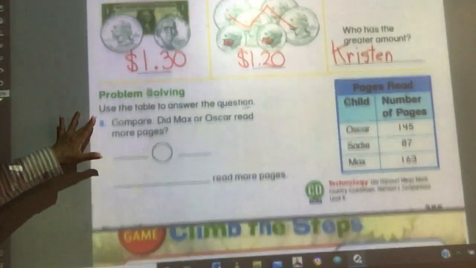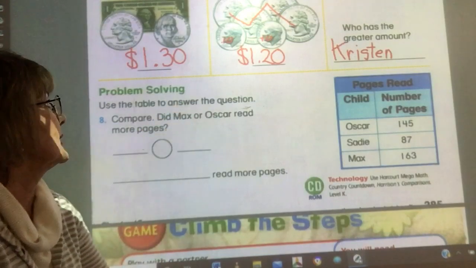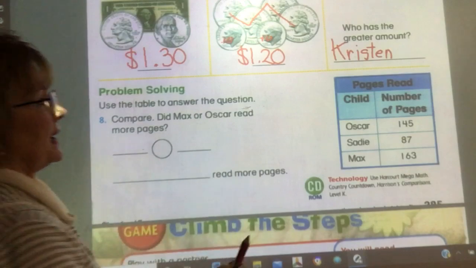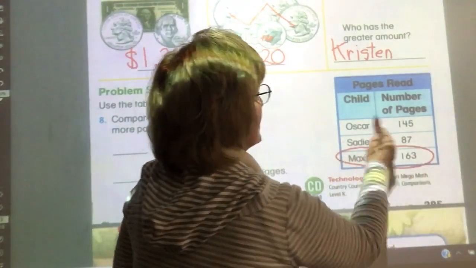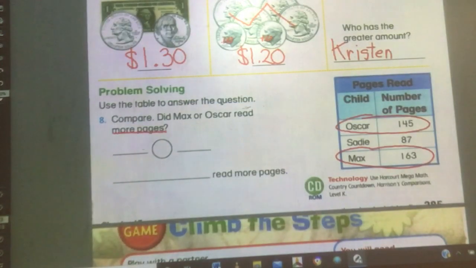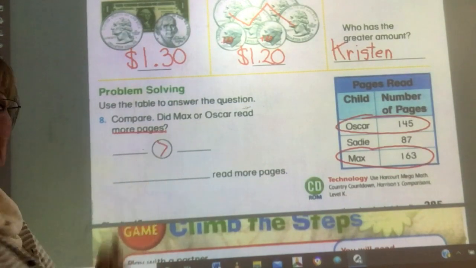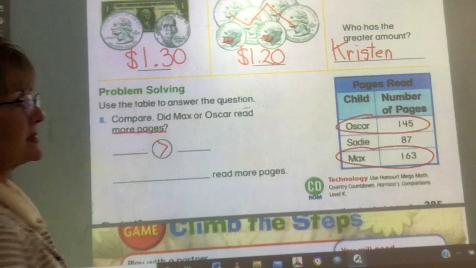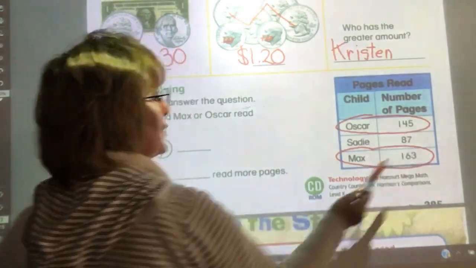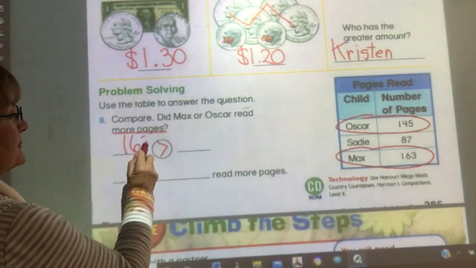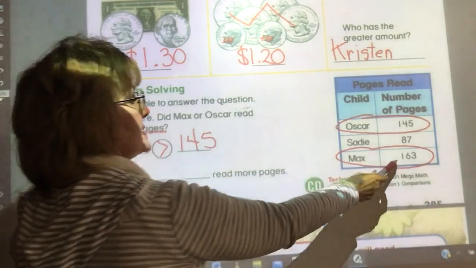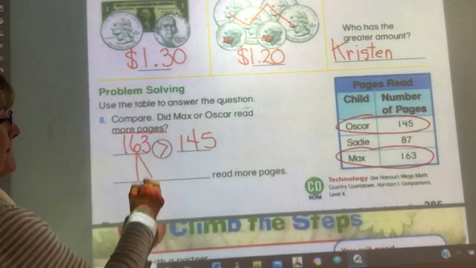All right, so we're problem solving using a table. Use it to answer this question. Compare. Did Max or Oscar read more pages? Well, why don't we start with the more than, the greater. Which of those numbers is greater, 163 or 145? 163 is greater than 145. Who read 163 pages? Max did.